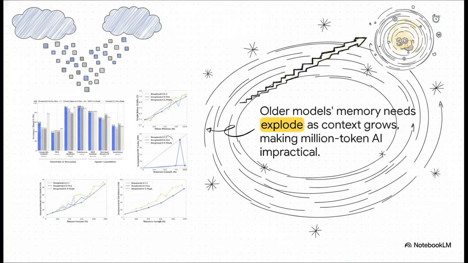And here's what that looks like in the real world. I mean, look at this chart. With the older models, the memory requirement doesn't just grow, it literally explodes. See that steep dotted line? That's exactly why trying to process 1 million tokens of context has been just ridiculously expensive and slow for most applications. It just wasn't practical.